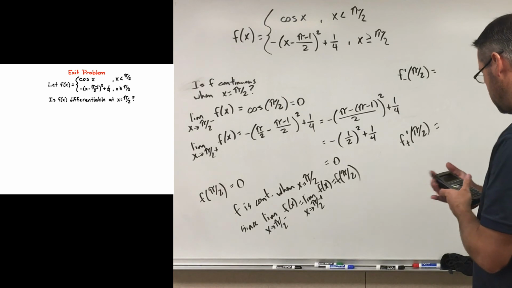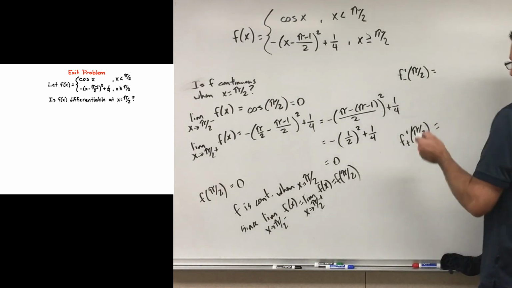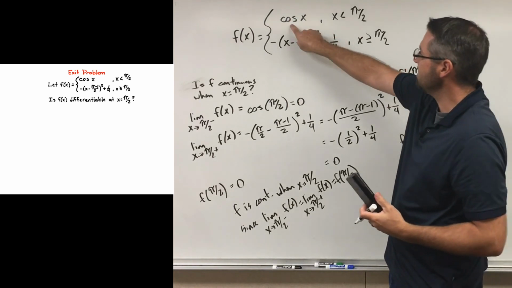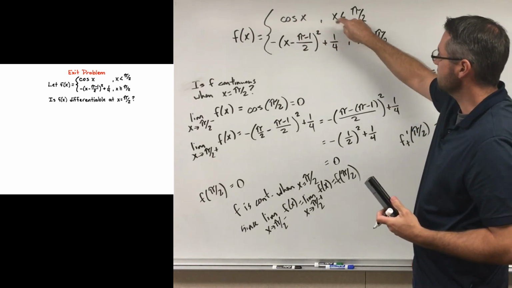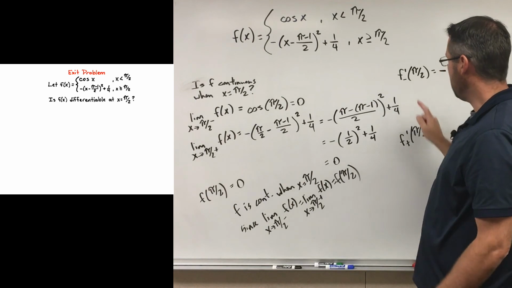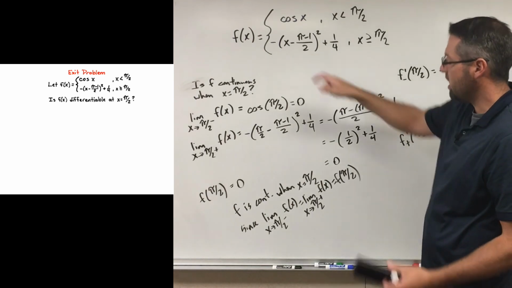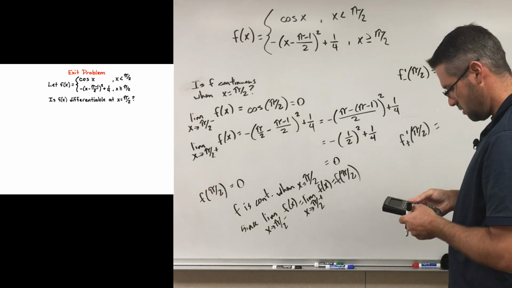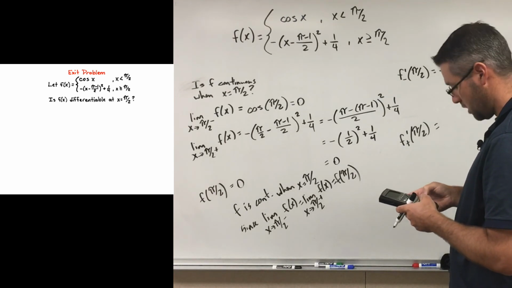And we should get -1. So I typed in the derivative of this function at pi over 2 because I wanted the left-hand derivative. Now the right-hand derivative, I'm going to use the bottom function, and you probably could simplify that a little bit, but I'm not going to.